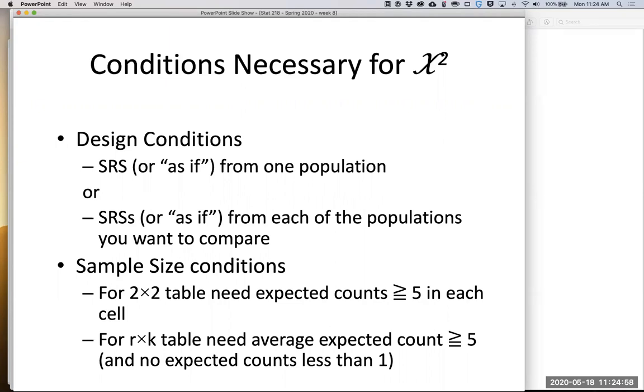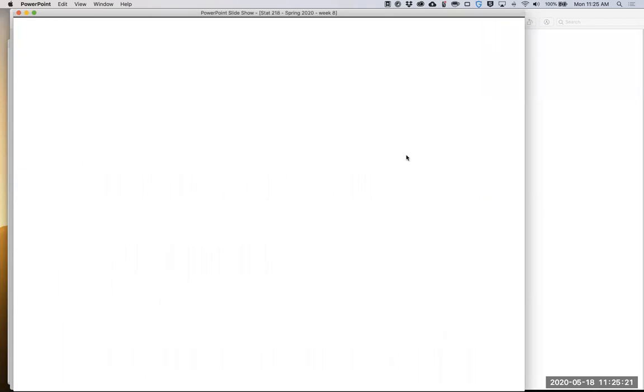We also have a sample size condition. We usually say we need a large N to do one of these procedures. A large enough sample that you have an expected count of at least 5 everywhere. Expected counts always at least 5. If you have an expected count below 5, then you shouldn't be using the procedure. Okay, that's a good place to stop.